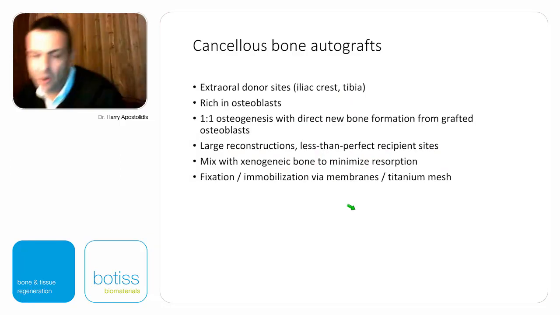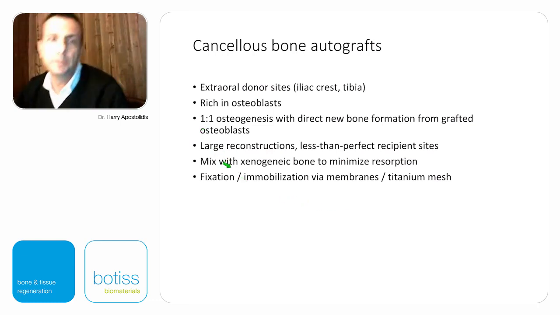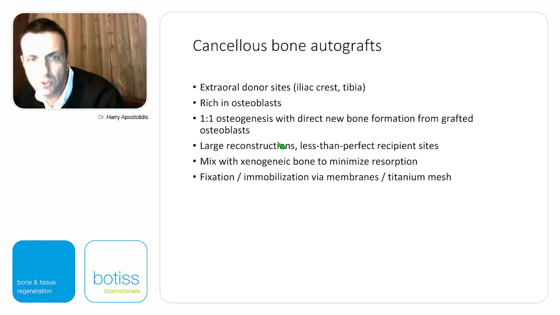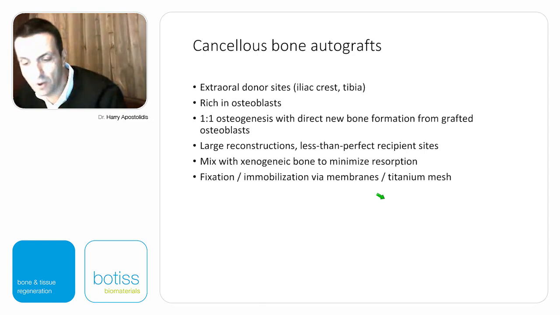And we're going to finish up with the cancellous bone autografts. When do we use it? We use it when we have large reconstructions to do and less than perfect recipient sites. Because why? Because we have to rely then on the osteoblasts of the grafted bone. And we have live osteoblasts and a lot of osteoblasts only on cancellous autografts.